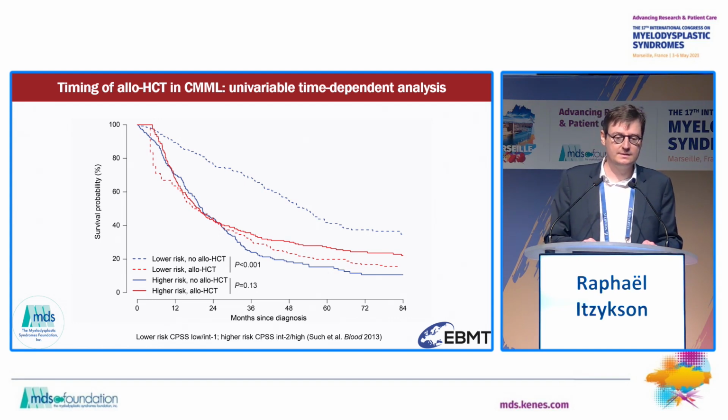What you can see in this univariable Kaplan-Meier plot is that whereas there was no significant benefit of allogeneic stem cell transplantation in the higher risk, seemingly in this univariable analysis, there was a detrimental impact of allogeneic transplantation in patients with lower risk.